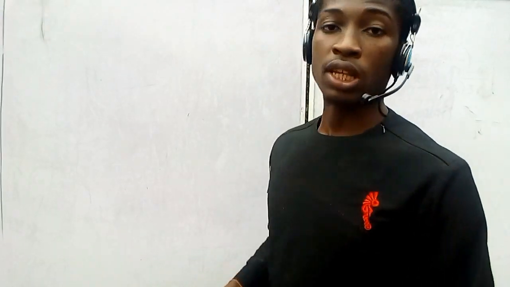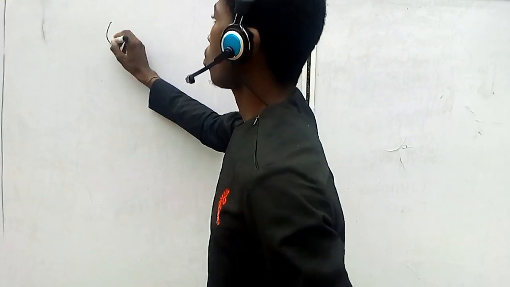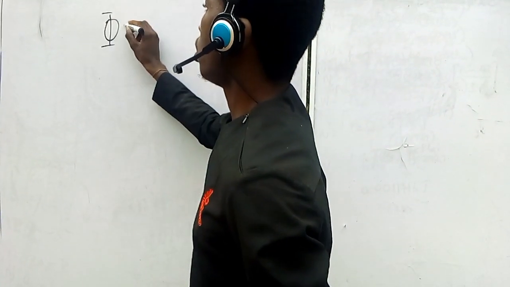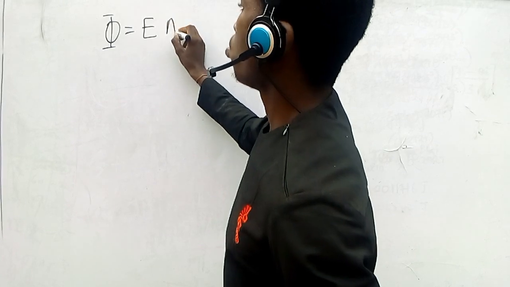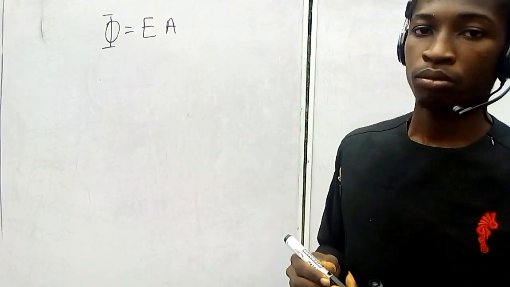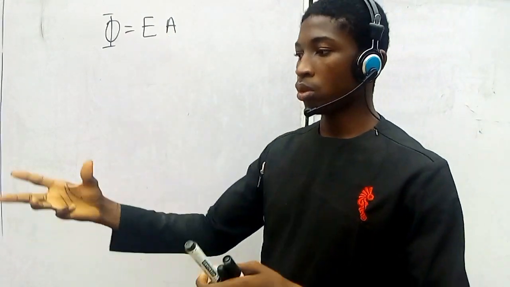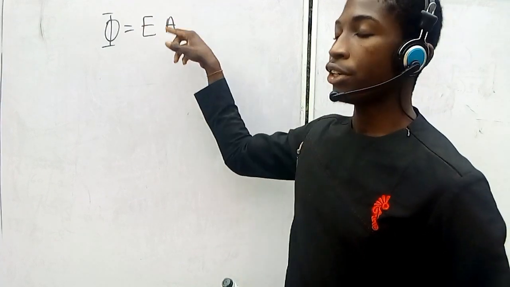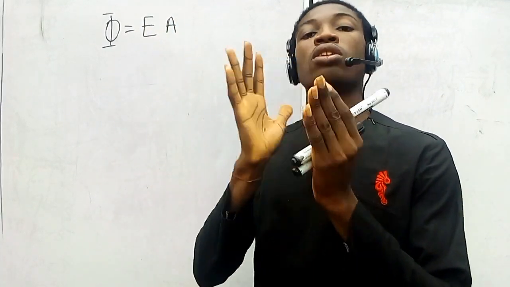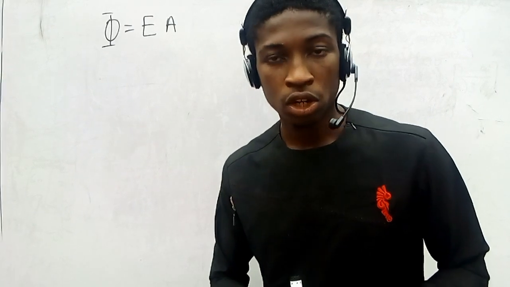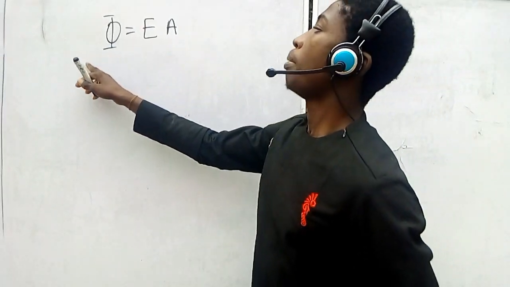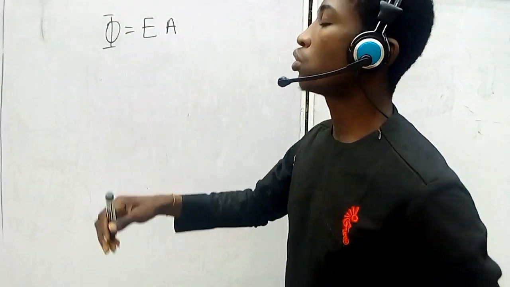So now, electric flux. What's electric flux? We use psi as a symbol. Electric flux, psi, is equal to the electric field multiplied by the area. The electric field, that's the area, a particular plane, is coming in contact with. That is electric flux. So this is the formula that you need to know about electric flux.